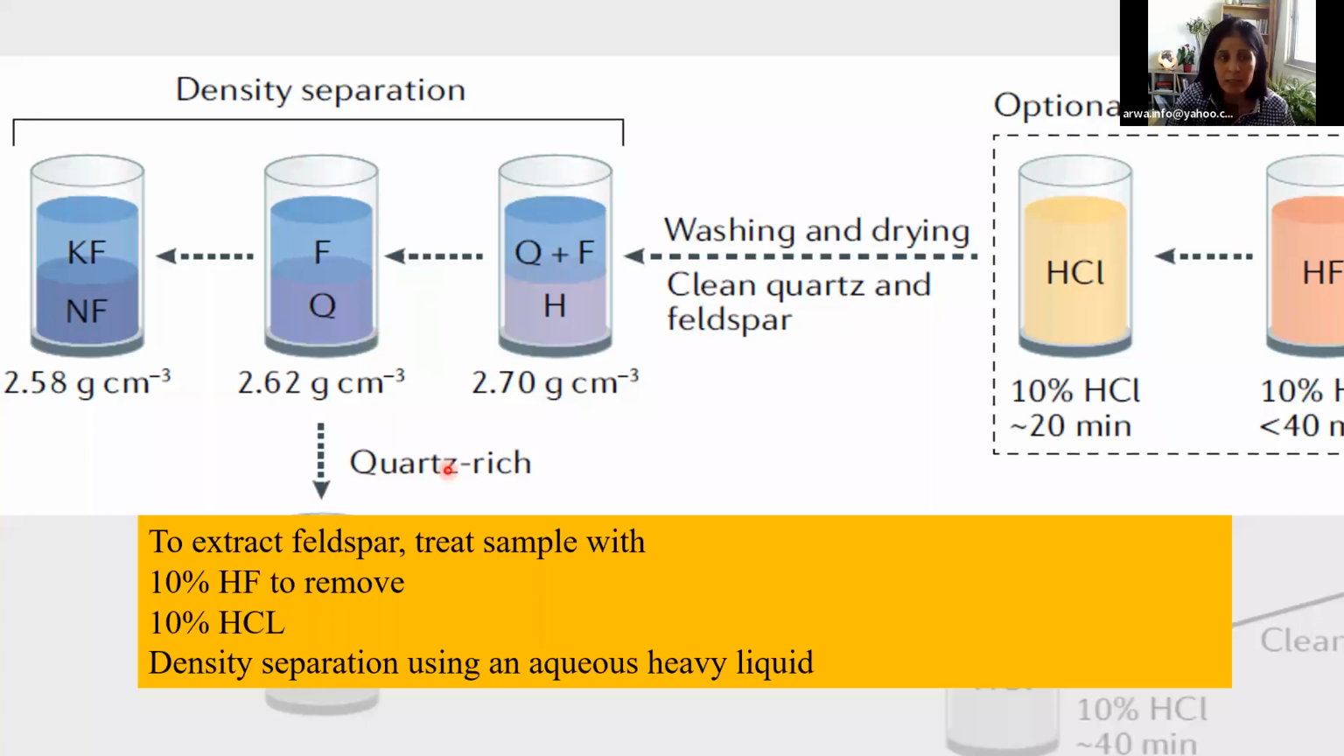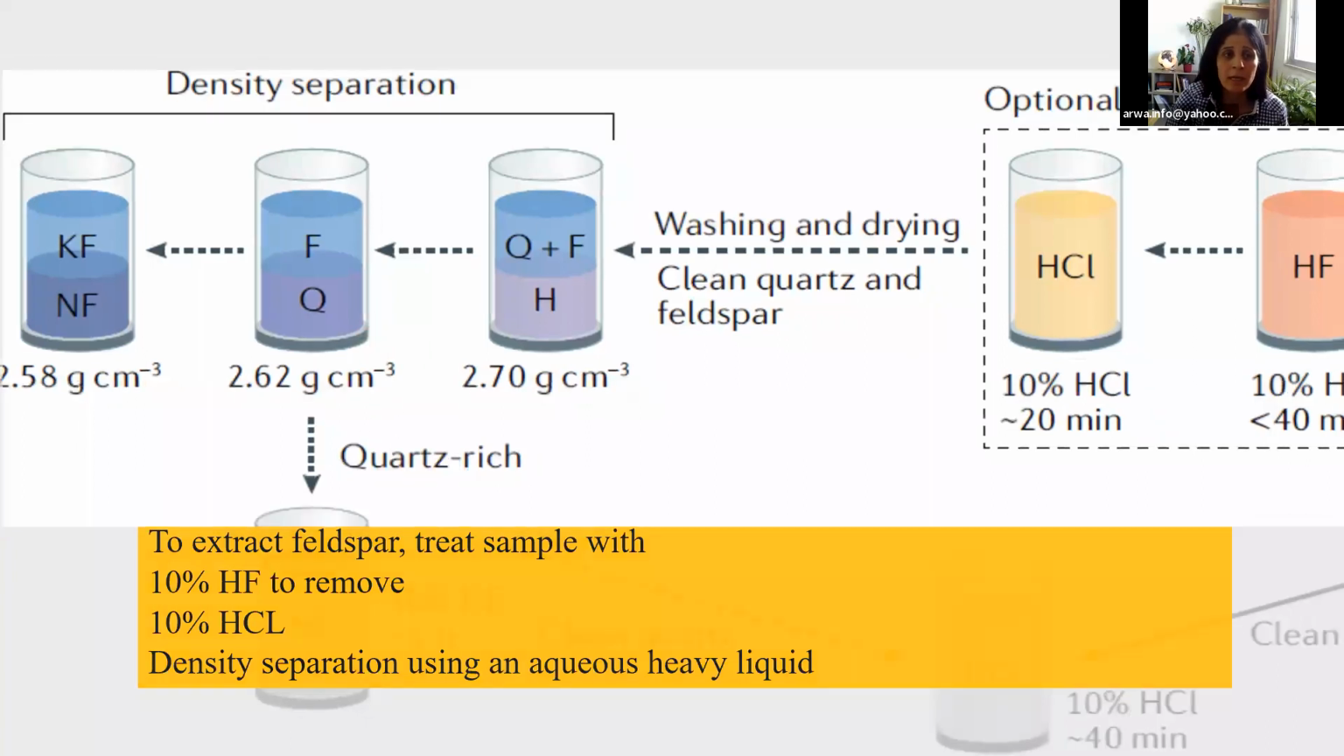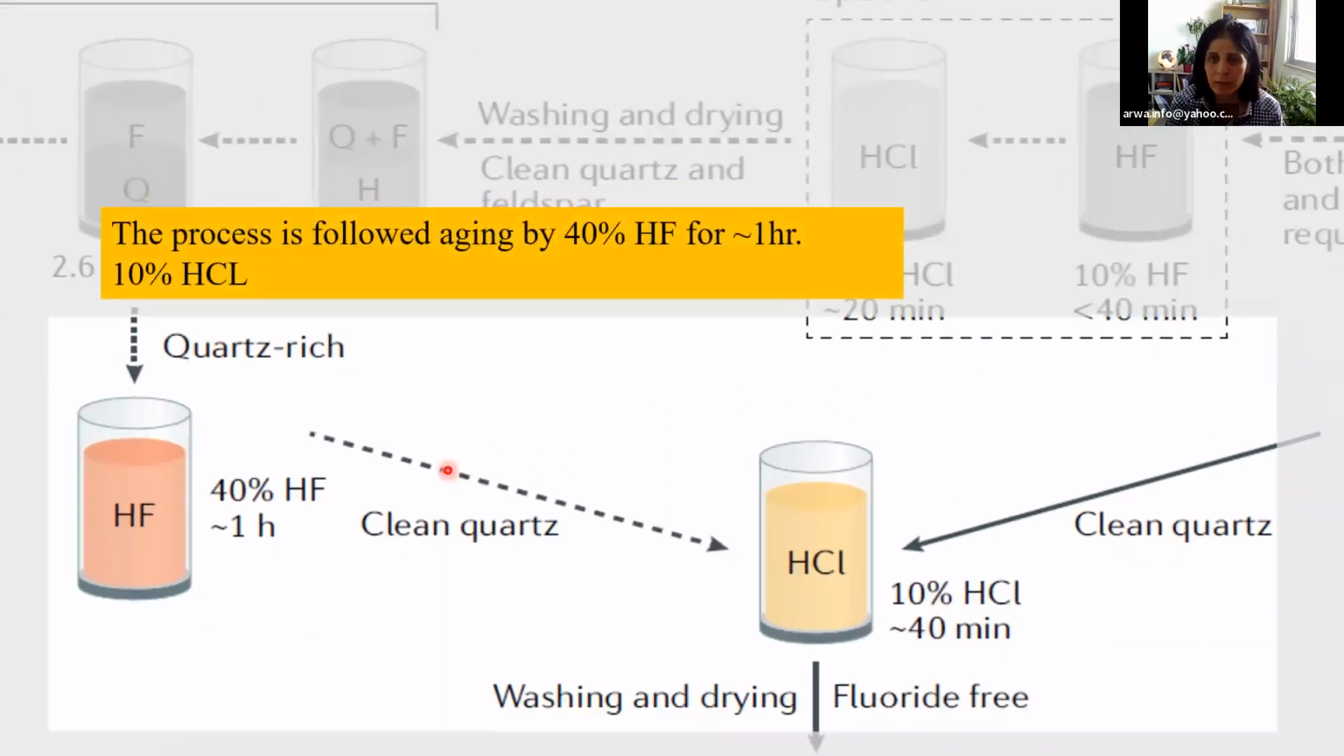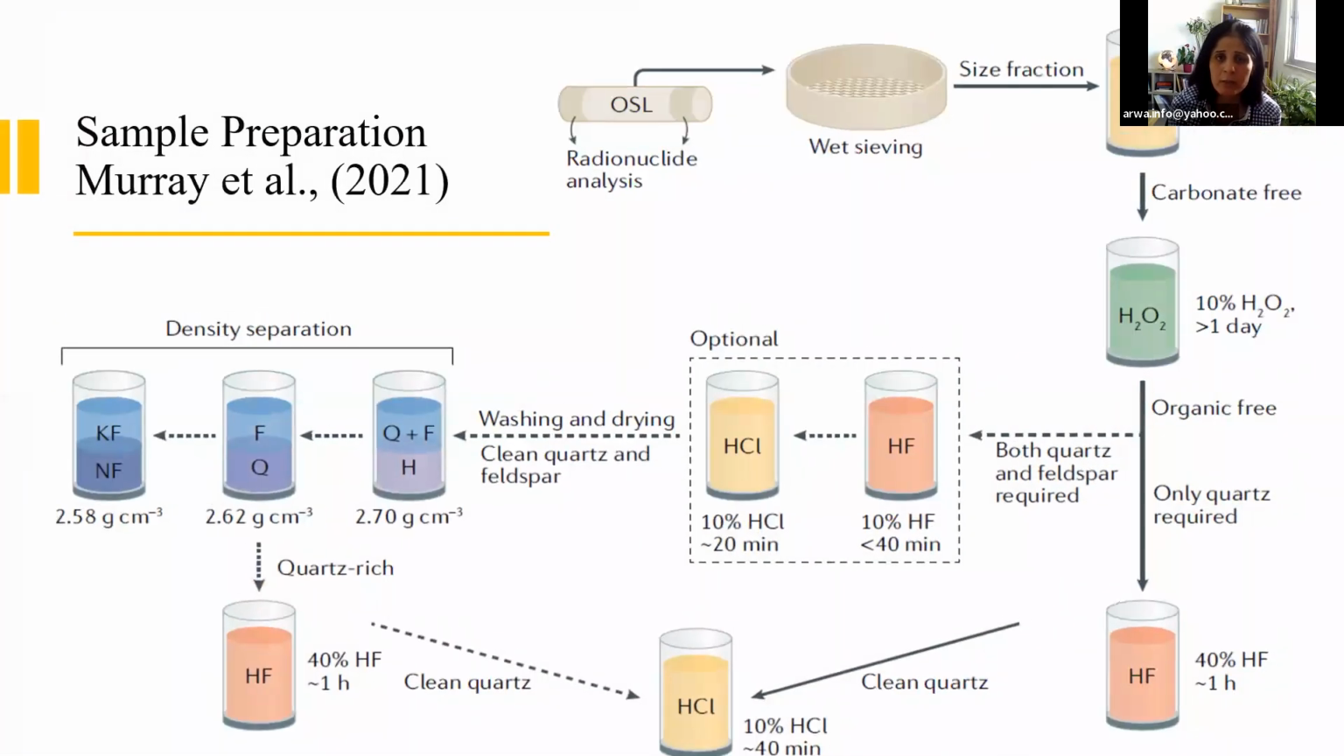After we separate the two minerals, the feldspars are ready after washing to be used, but the quartz has to be cleaned again with 40% HF. An extra step of washing with diluted HCl is also applied. And now the two minerals are ready to be used for the measurements.